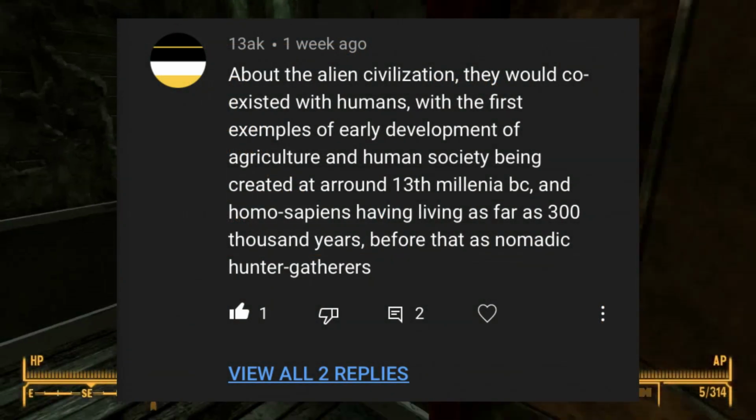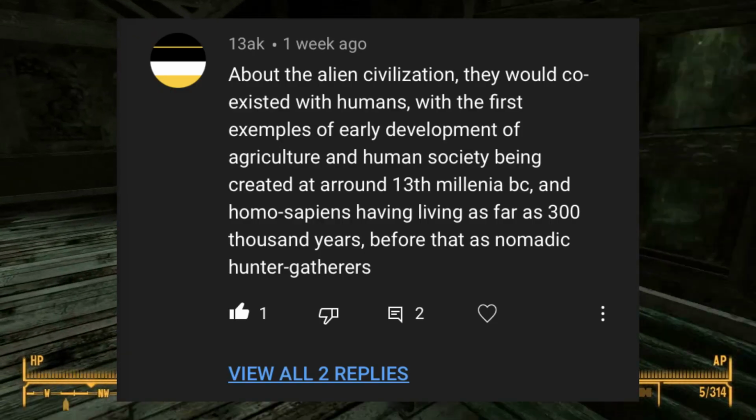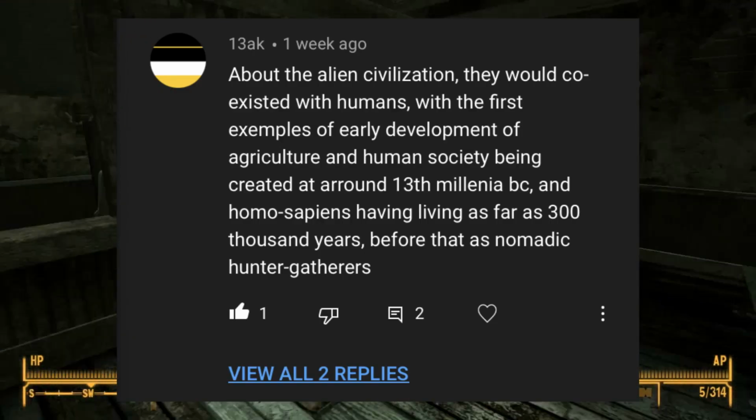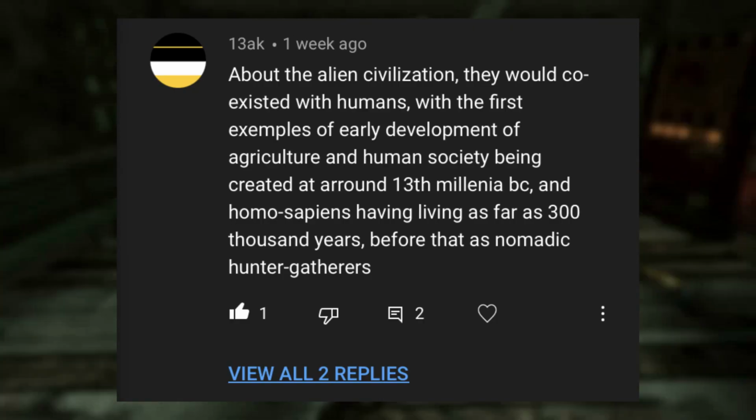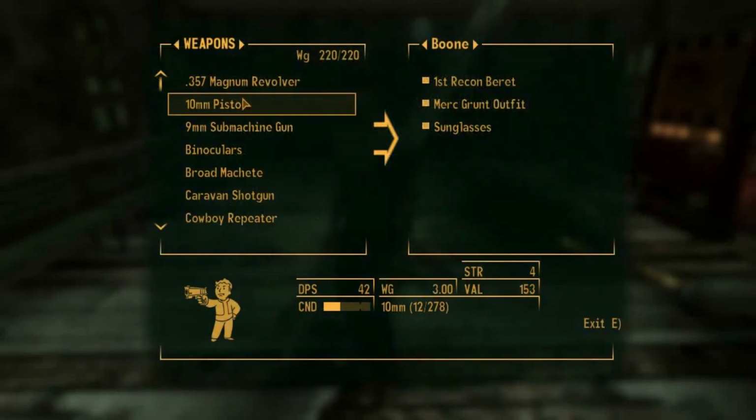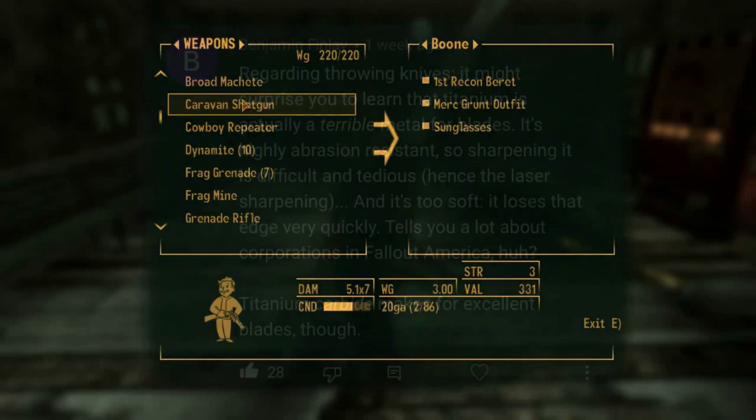13AK mentioned that although the city mentioned by Lorenzo Cabot that was inhabited by aliens predates human civilization, humans still would have been around, and there could have been some level of interaction involved between aliens and very primitive humans.